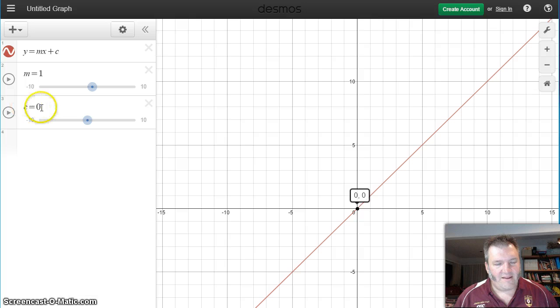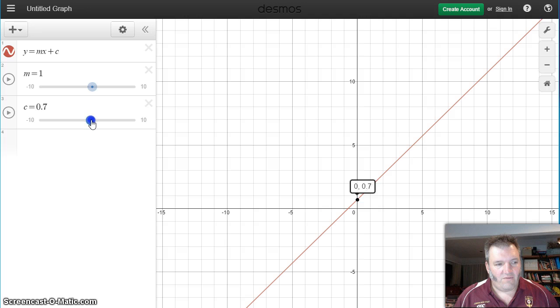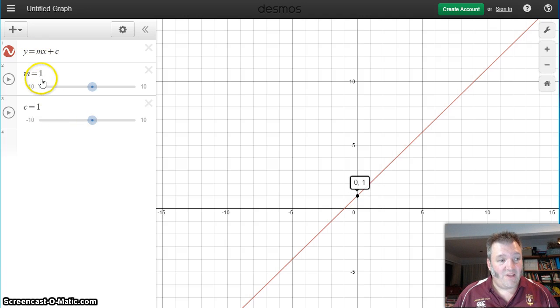Why does c affect the y-intercept? Well, let's have a look. As I slide the value of c, that'll change the value of c. Here I've got y equals mx plus c, with m equals 1 and c equals 1, so y equals x plus 1. In other words, you can see the y-intercept moves to 1.